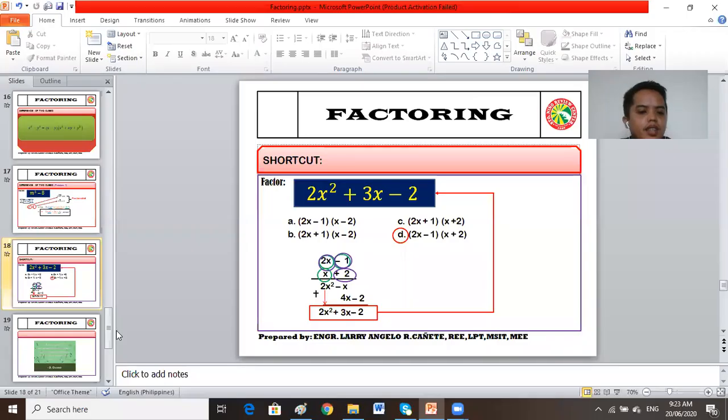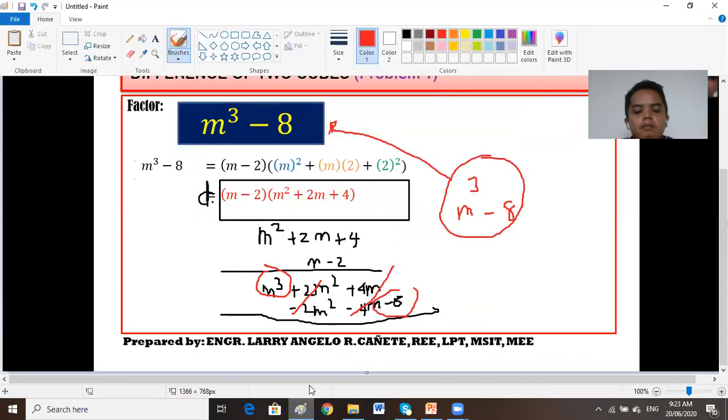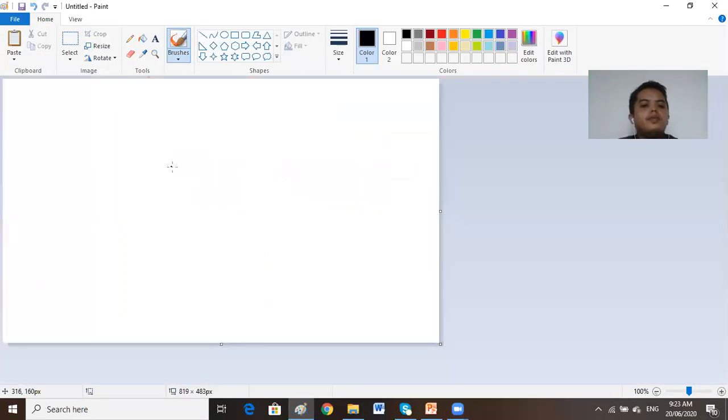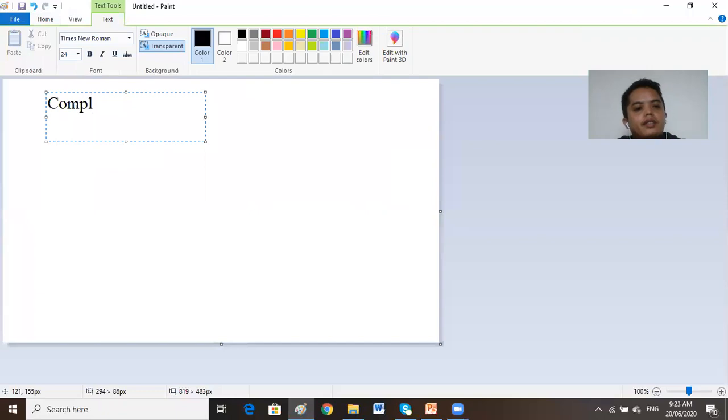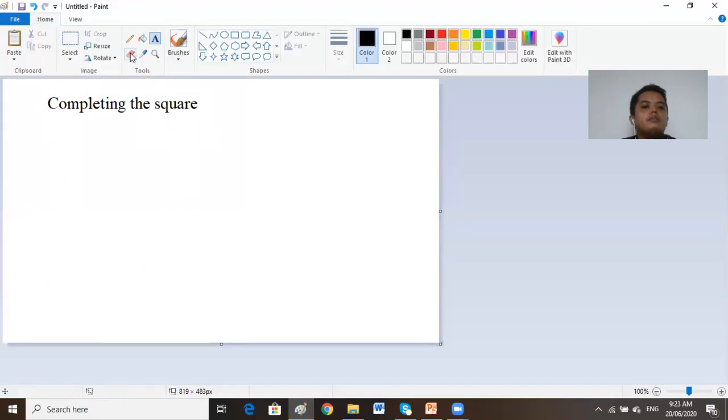So before I end my presentation, let's review first how to get the third term, or completing the square. So this is completing the square. Okay? How to complete the square to make it a perfect square trinomial.